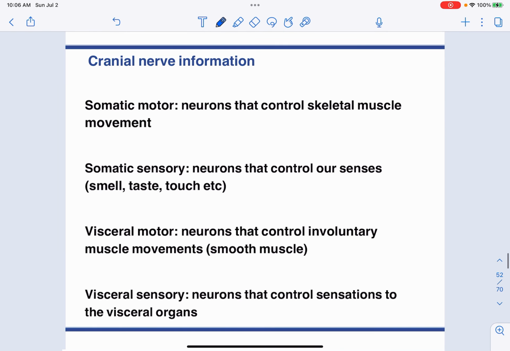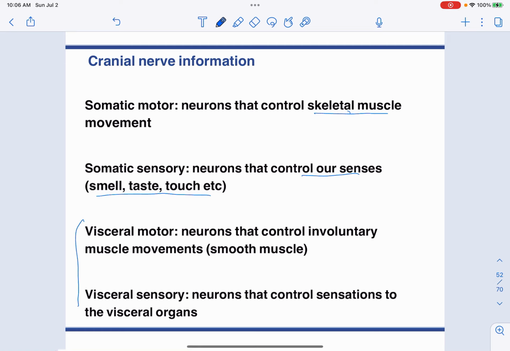Okay, so first of all, it's also important to remind yourself, and this has been a theme throughout the nervous system, that it is imperative that you understand the differences between somatic motor, somatic sensory, visceral motor, and visceral sensory. So you must have a really good understanding of these. So remember, somatic motor has to do with skeletal muscle. These are muscles that we can control. Somatic sensory has to do with our senses that we are aware of: smell, taste, touch, etc.